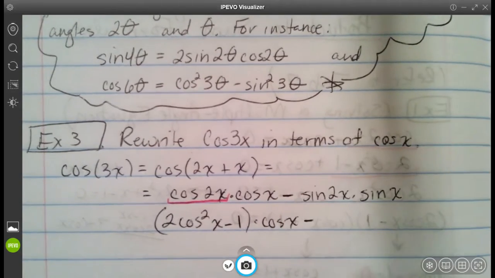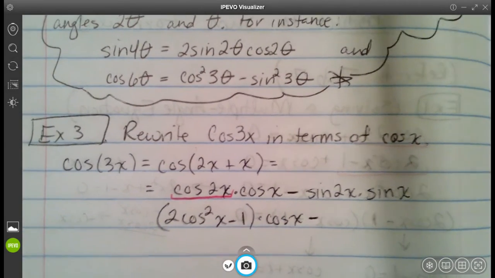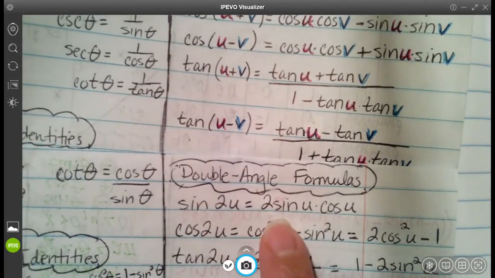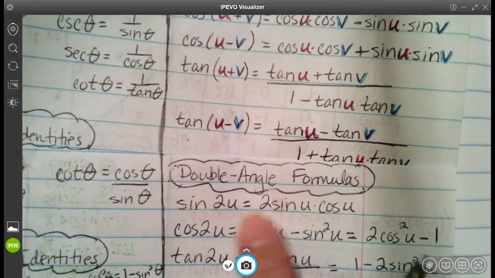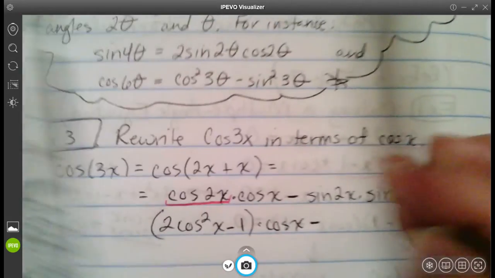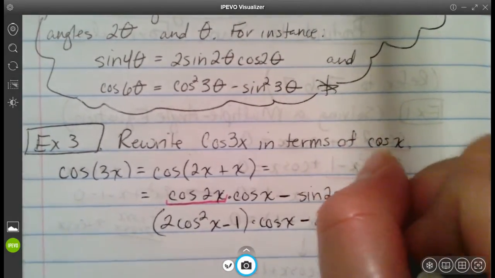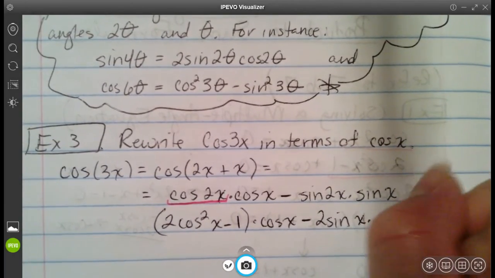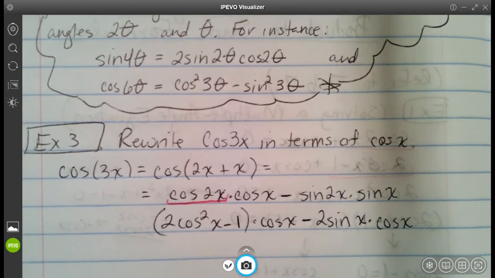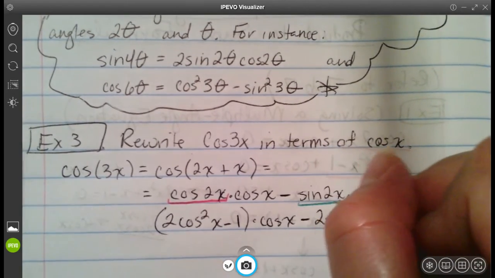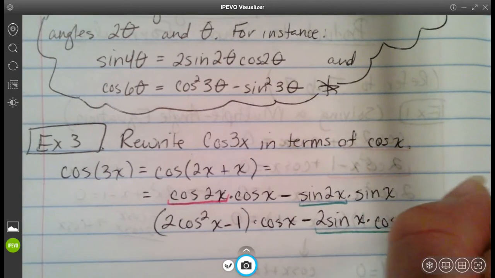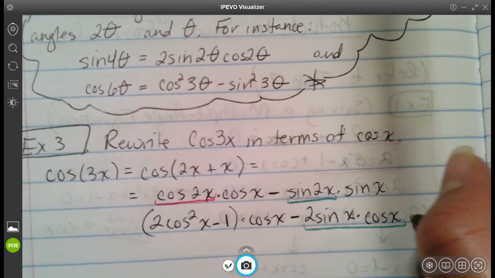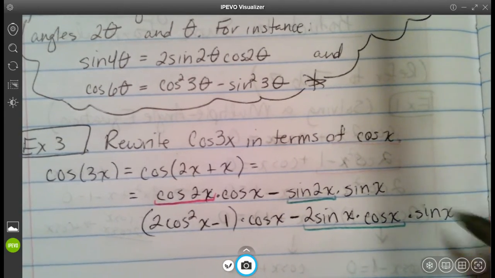Minus, now we have sine. Sine of 2x is also one of the double angles: we have 2 sine x cosine x. So let's replace this one now with this one, so 2 sine of x times cosine of x. We're replacing this part with this part right here. I still have that sine x at the end, so times sine of x.